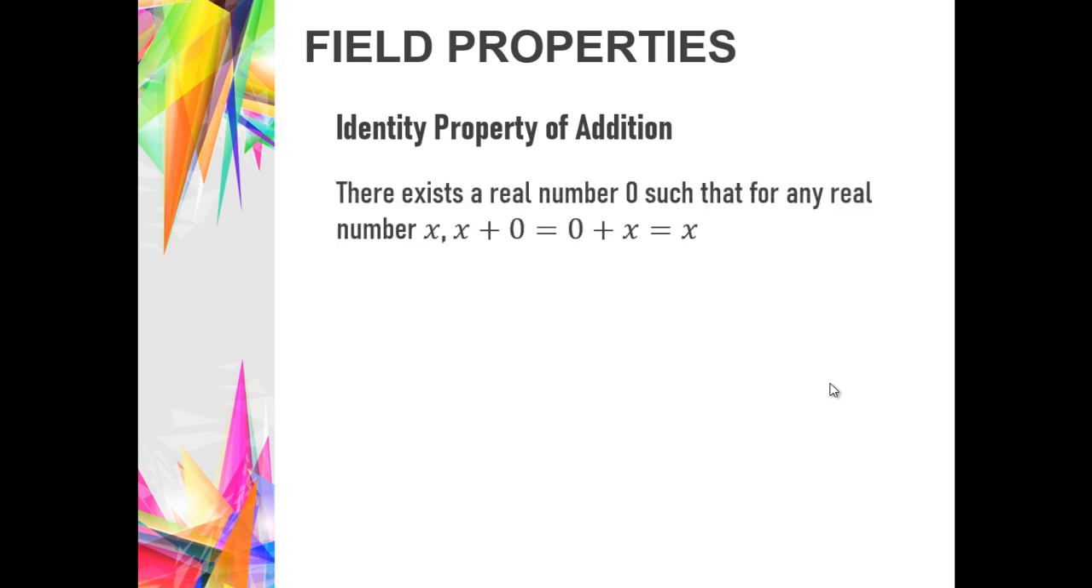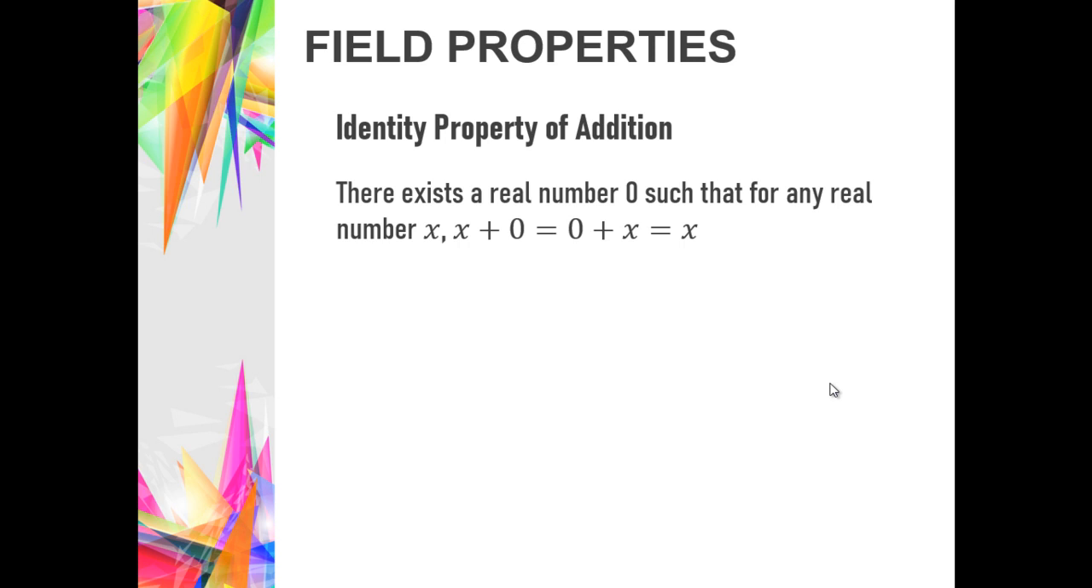Identity property of addition. So, identity property is closed under addition and multiplication, but first we'll have the addition. It says, there exists a real number 0 such that for any real number x, when x plus 0 equals to 0 plus x, that is equal to x itself. In simpler terms, any number being added by 0 equals to the number itself. So that's why it's called identity.